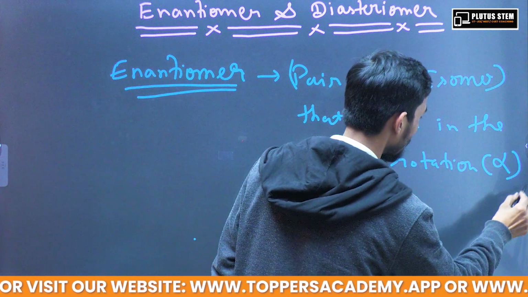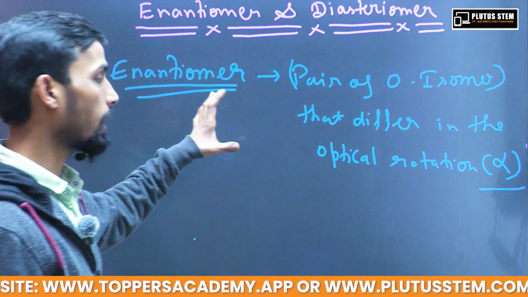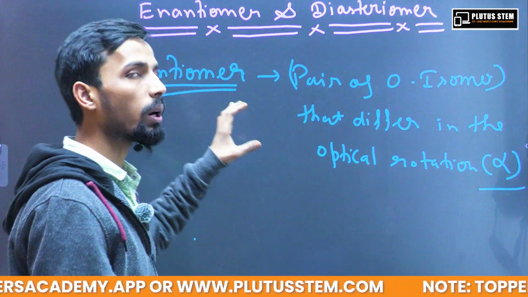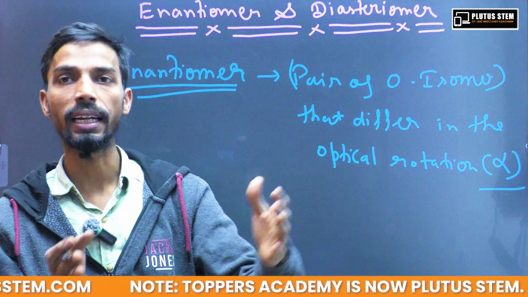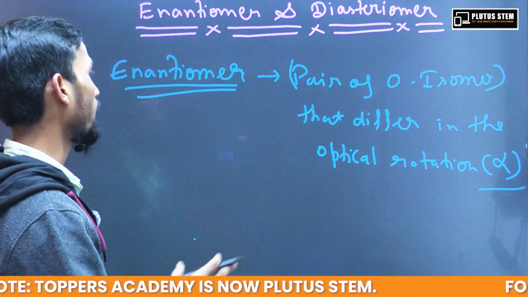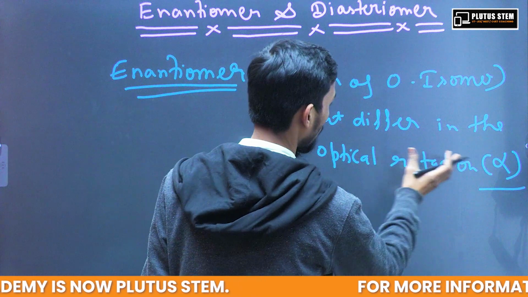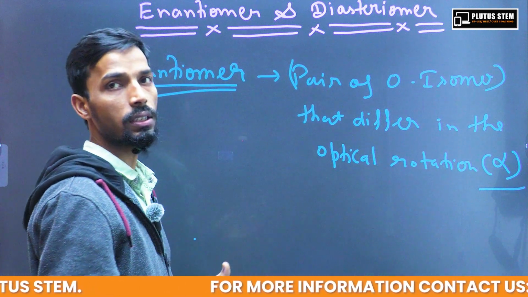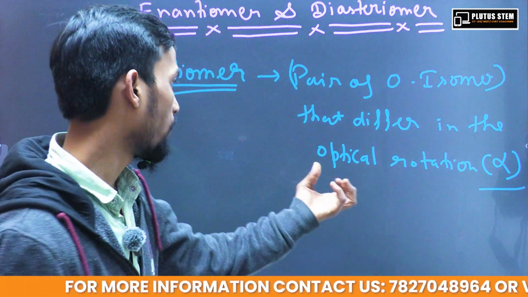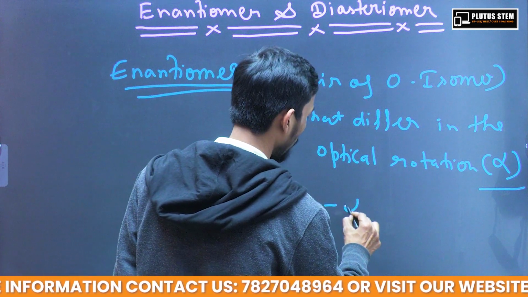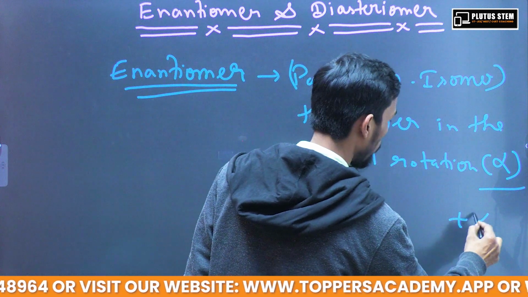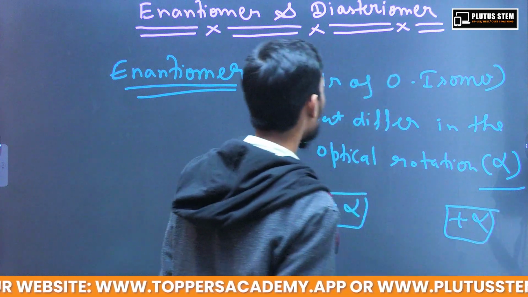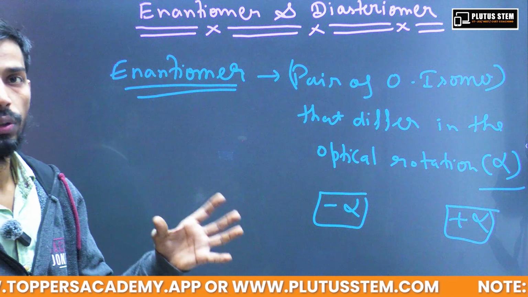It is not exactly this term. The main thing is that if two compounds are enantiomers, their optical rotation values are going to be quite opposite. The exact statement is that they differ in their optical rotation and the values are opposite. If one has an angle of minus alpha, the other isomer, the enantiomer, will have the value plus alpha. So these are quite opposite to each other.